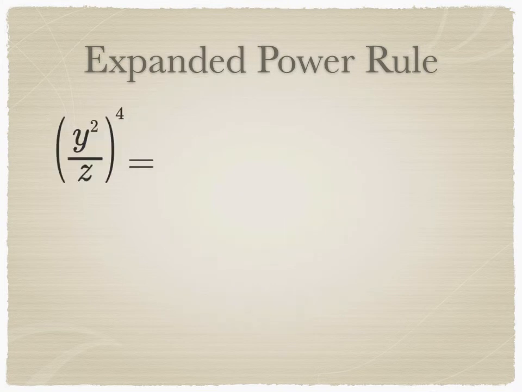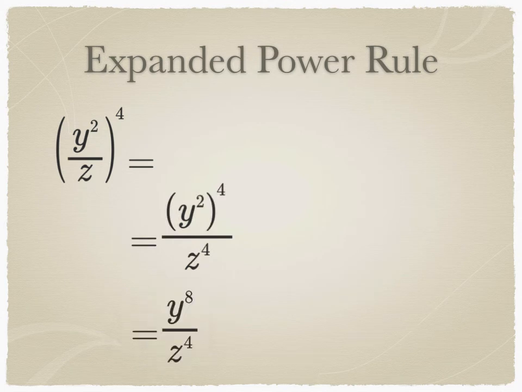Now let's apply it to a fraction. We'll apply the exponent 4 to the numerator and the denominator. And what we'll get is y squared raised to the power of 4 divided by z to the power of 4. And that'll result in y to the 8th over z to the 4th.